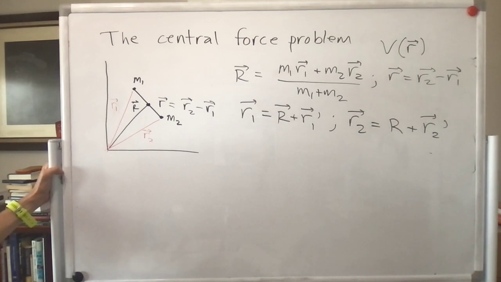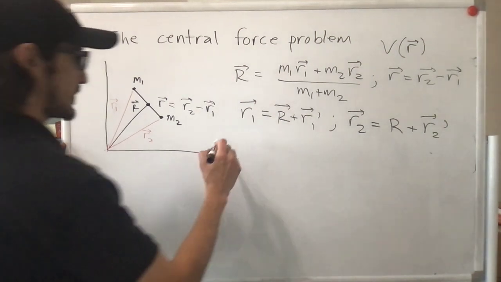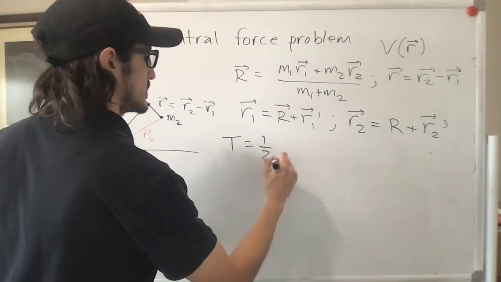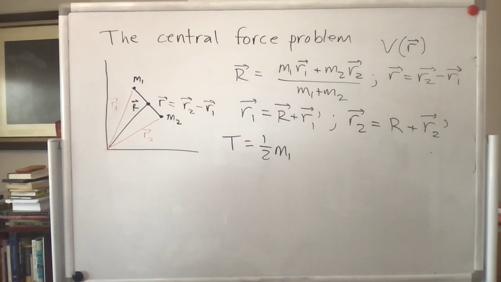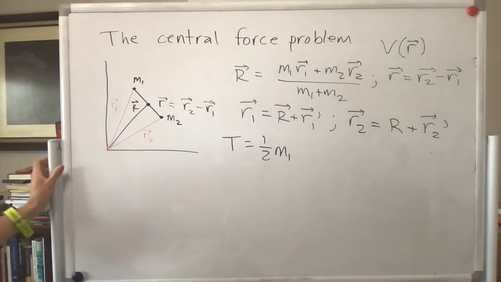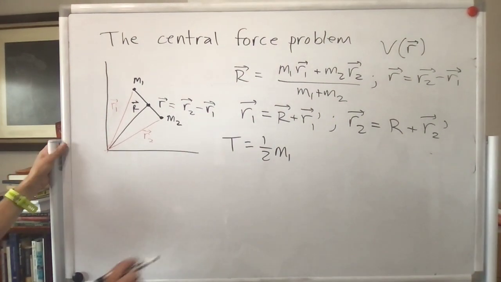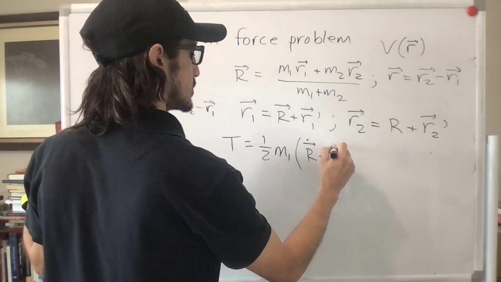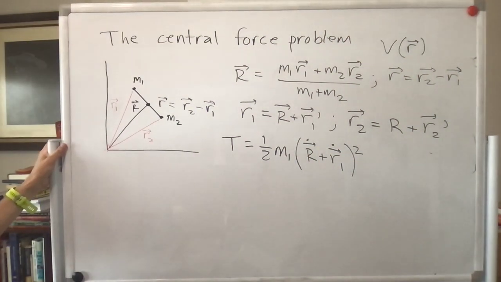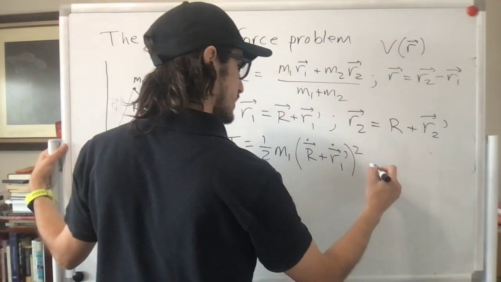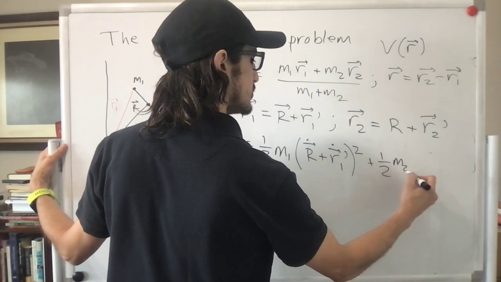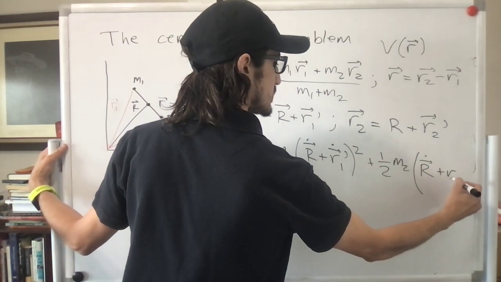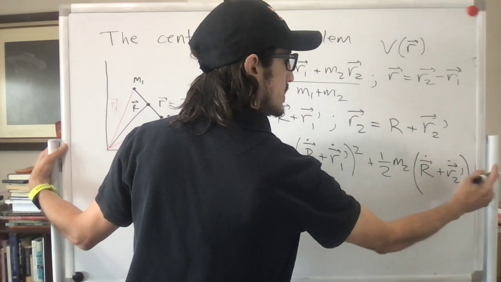Now we're going to write the kinetic energy. It's going to be 1/2 of M1 and it's going to be R1 hat. So we can write it as R plus R1 prime dot squared. And the same thing for the second mass. So M2, big R, R2 prime squared.